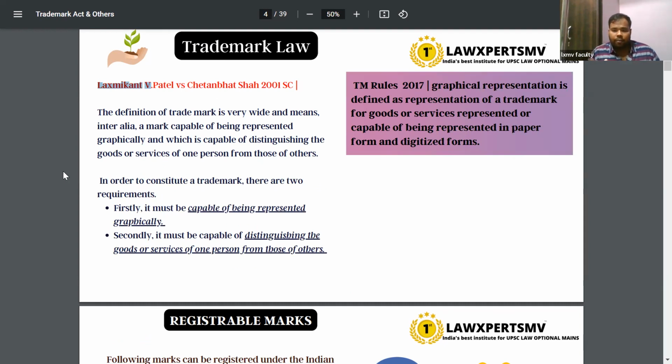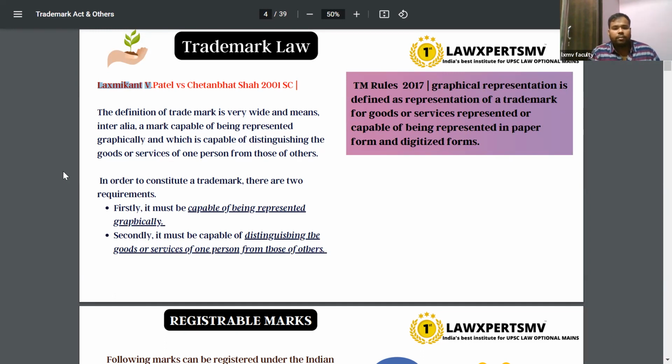In order to get a trademark, if you want to register a trademark, there are two elements you have to satisfy. First thing is, it should be capable of being represented graphically. So what it means is that you have to go to the Trademark Rules 2017, and in the rules, the definition of graphical representation has been given. So the word representation and graphical means that you have to make some kind of representation either in paper format or in digital format, and that can be seen. If it can be seen, then there is no issue with respect to that, and it should be distinct. That is the second point.